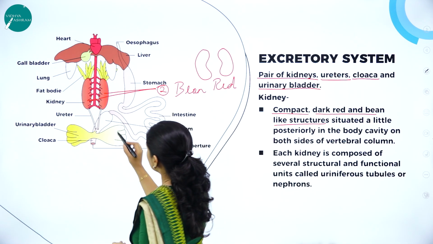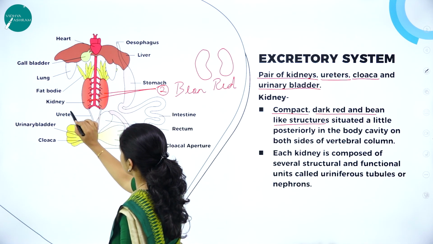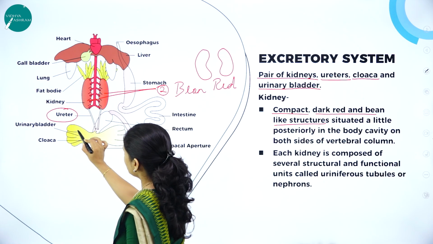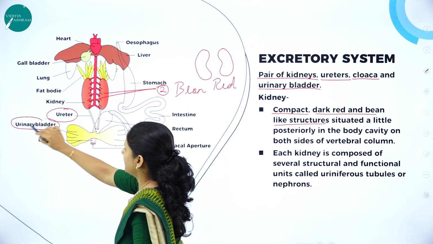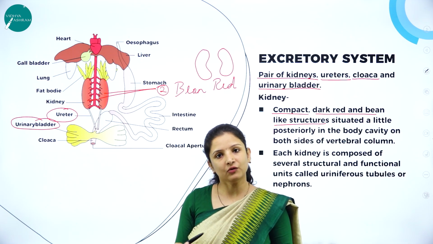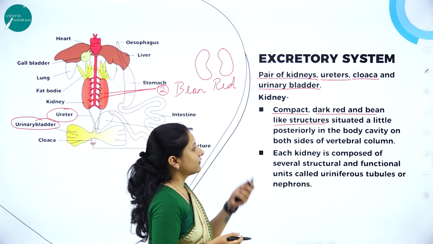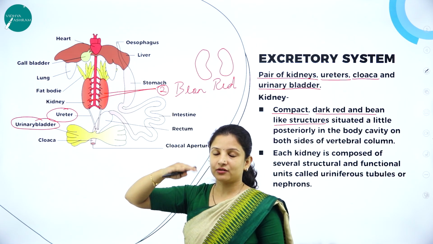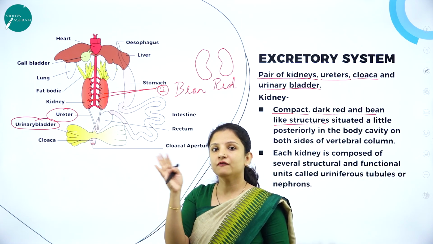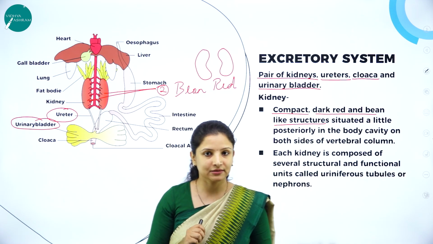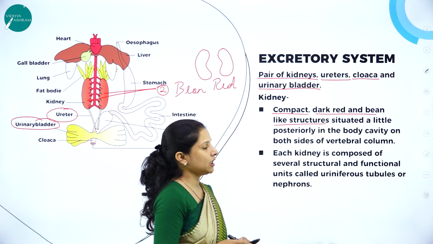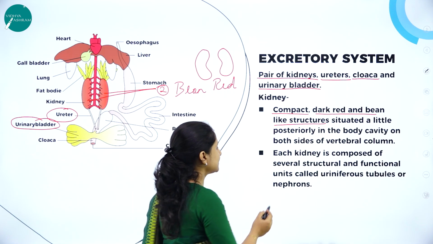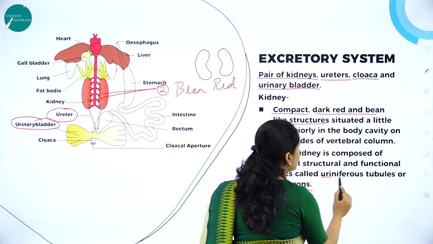And as you can see here, they have the ureter. So the kidney is connected to the ureter and then it passes into the cloaca, which is then connected to the urinary bladder, and through the cloacal aperture the waste material comes out. And where is the kidney exactly situated? They are situated posteriorly, that is at the top part, on either side of the frog's vertebral column. And each kidney is made up of several functional and structural units which are called nephrons, and they are also called the uriniferous tubules.